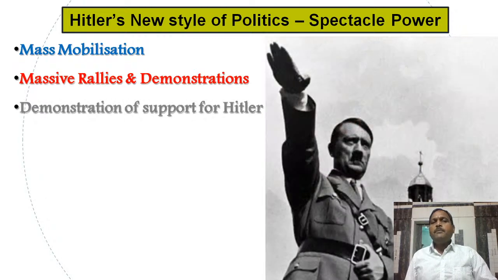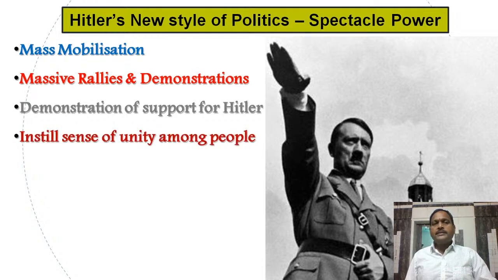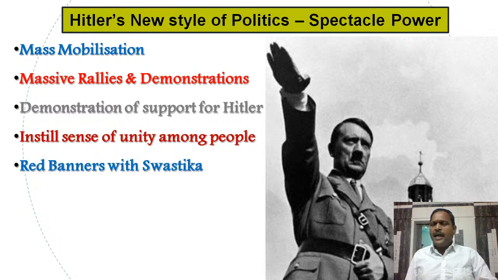He also demonstrated the support. He had to show the support of the people to the outside world, so the demonstrations were laid out. Next, he instilled a sense of unity among the people. He wanted the German people to get united, so he had to improve the unity among the people. So he conducted such massive rallies and demonstrations. You have always seen the red banners with the swastika, which was the emblem of the Nazi party. Here you see Hitler saluting in Nazi style.